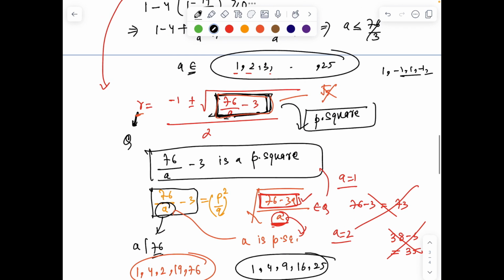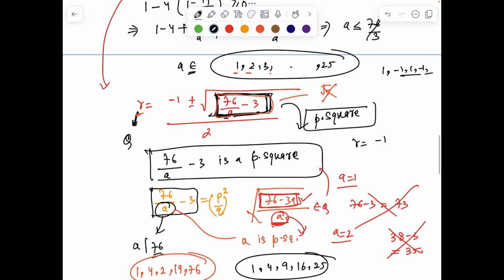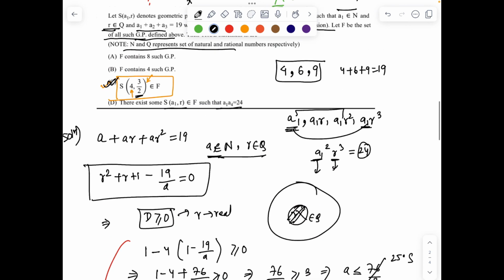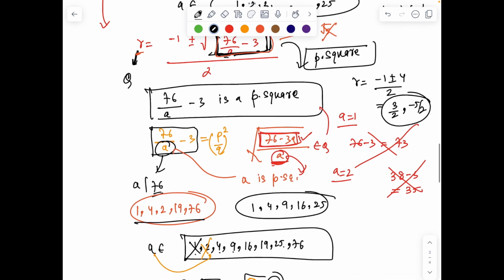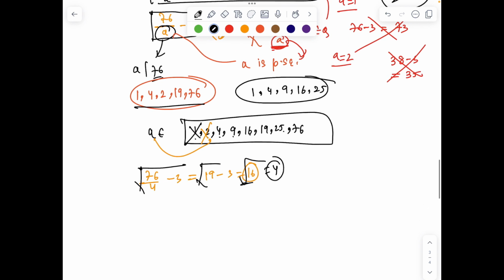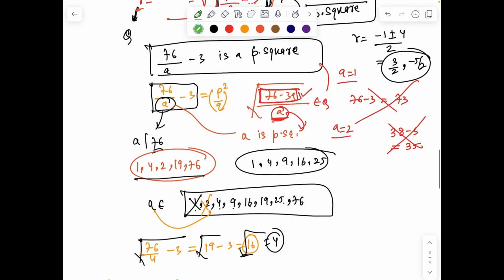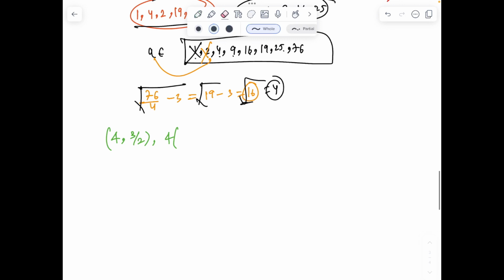equals 4. So the value of r that will come out from here is minus 1 plus minus 4 by 2, which is either 3 by 2 or minus 5 by 2. And that was precisely one of the options, you see, 4 comma 3 by 2, that we have got from this analysis, right? So from here, with the first term 4, I have two possibilities: either 3 by 2, or with 4 I have minus 5 by 2.